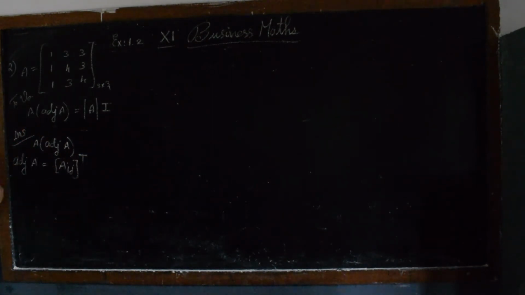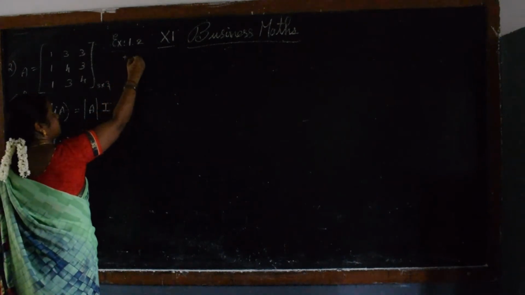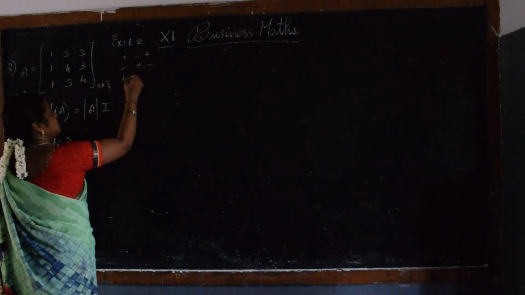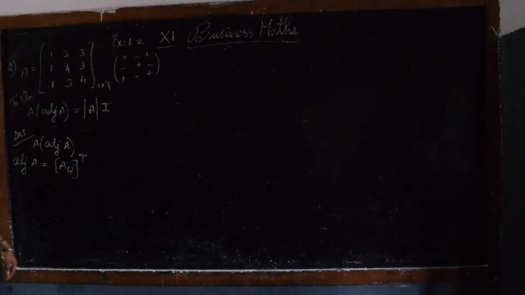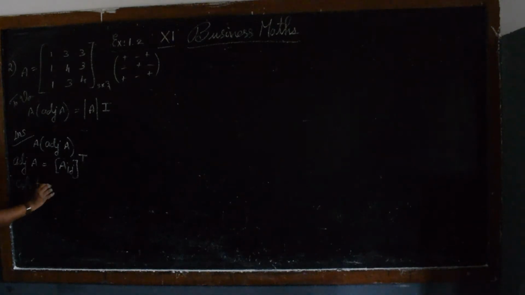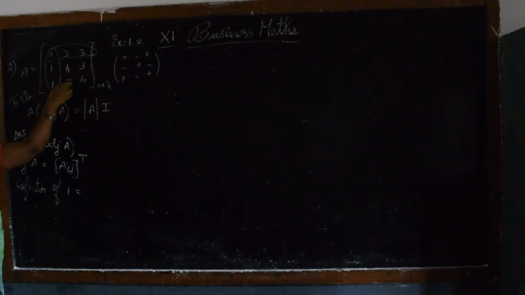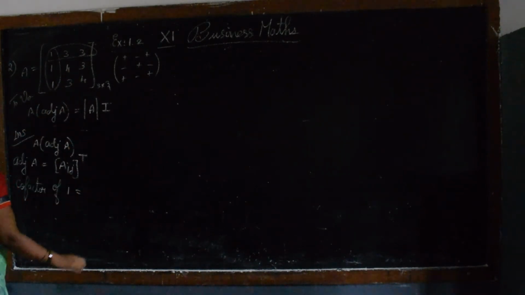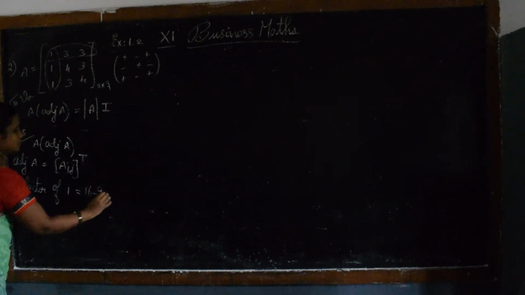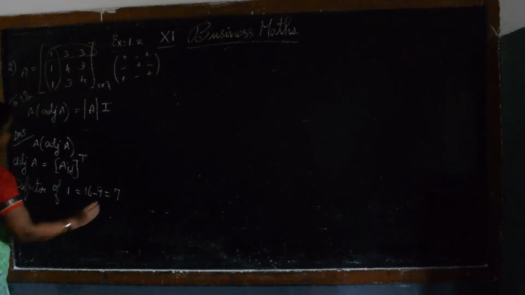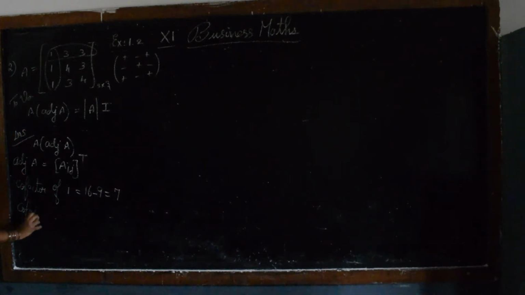Okay, right? Take the first element. What is the sign for this? Plus minus plus, plus minus plus. Okay, this is the sign for a 3 by 3 matrix. So I am going to find the cofactor for the first element. Cofactor of 1. Our first element is 1. Eliminate the row and column. Now what is remaining? This one. Take cross multiply. 4 4s are 16, 16 minus 9. What is the answer? 7.